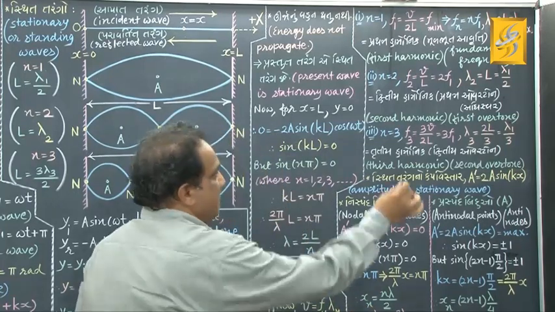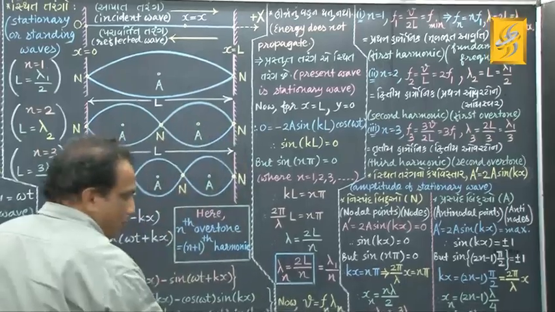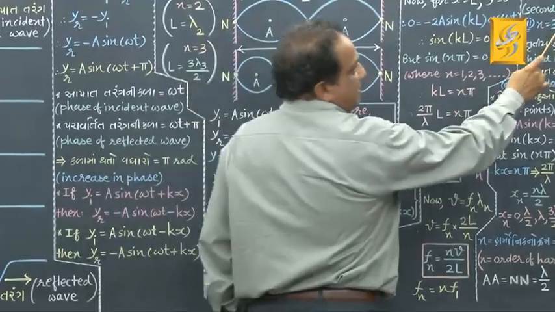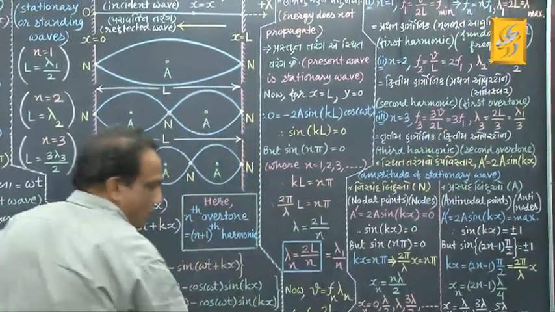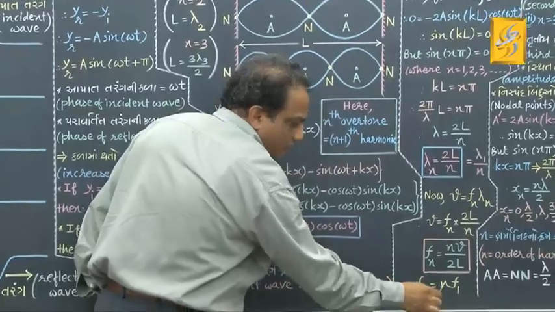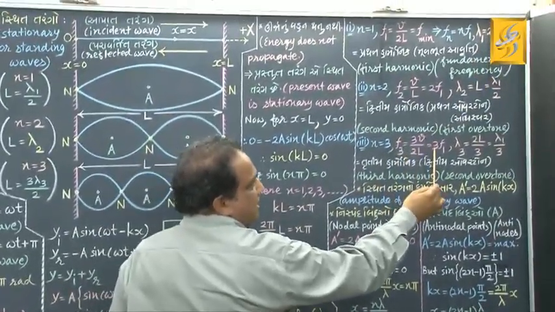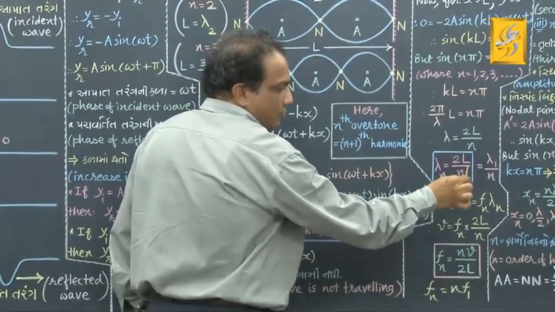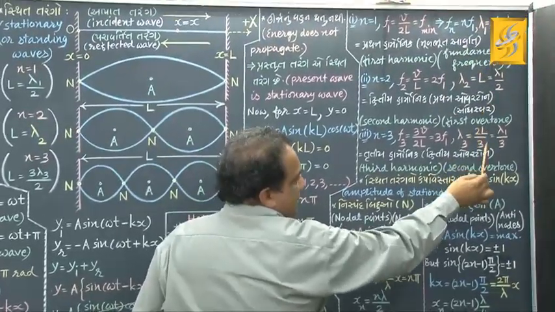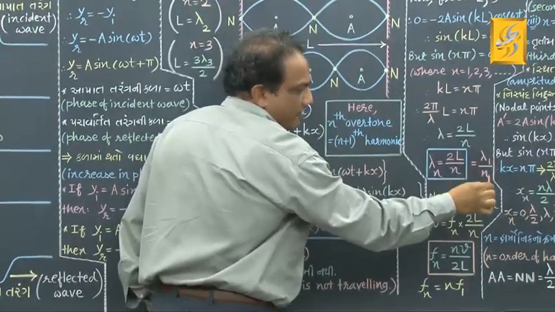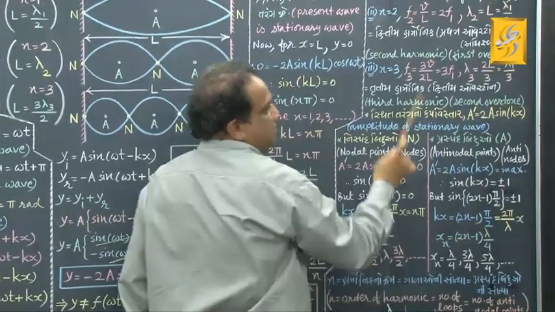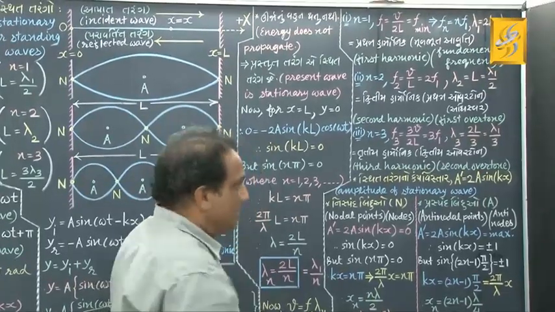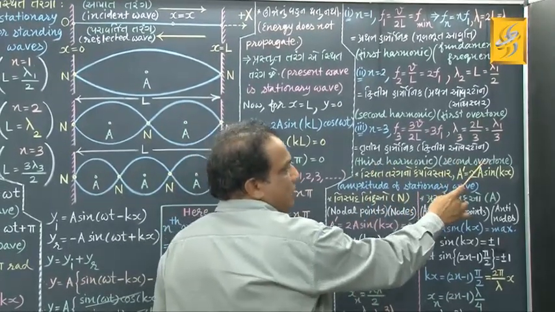Fine. Then we go for n equal to 3. Put n equal to 3 here, then you get F3 equals 3V upon 2L. When you put n equal to 3, you will get F3 equals 3F1. Put n equal to 3 here and here, then lambda 3 will be 2L upon 3, which is lambda 1 upon 3. This is called the third harmonic, or it is also called the second overtone.